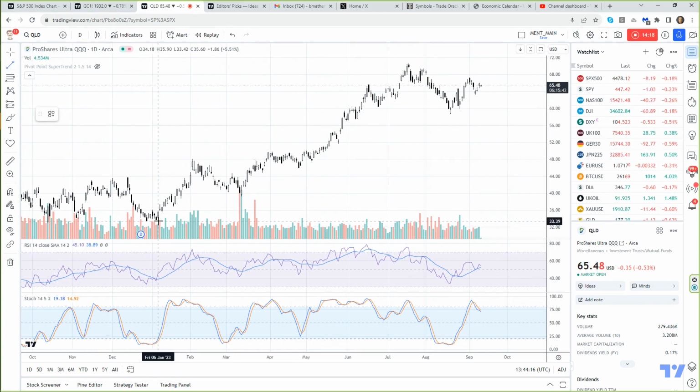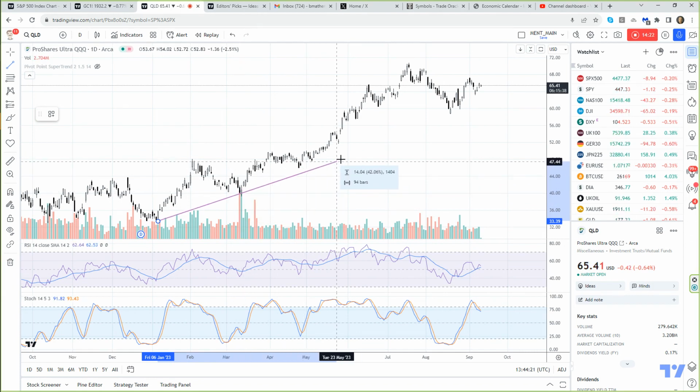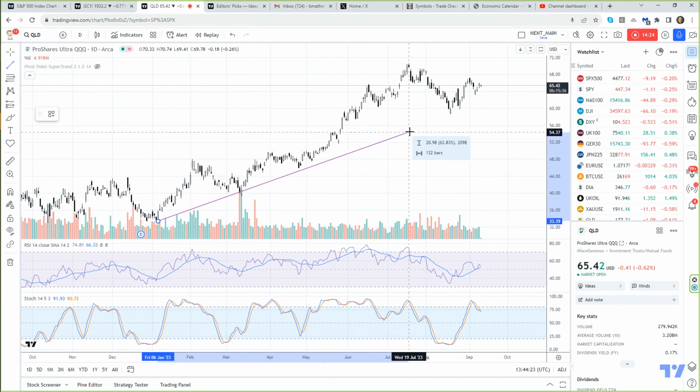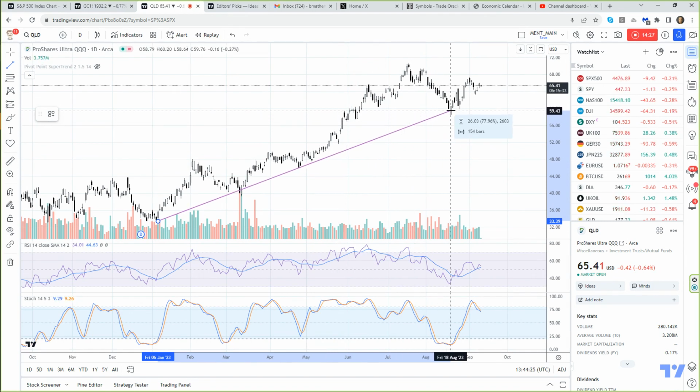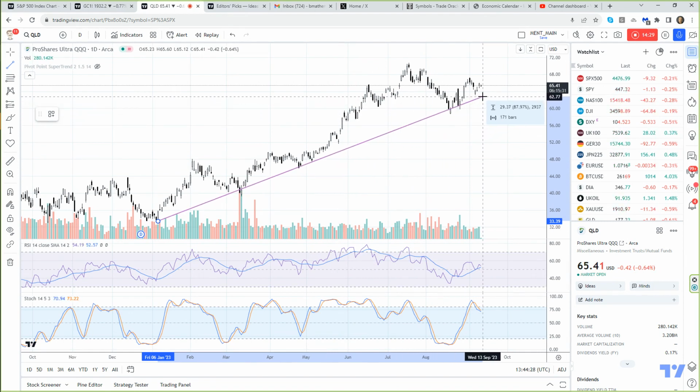Okay, so now we come off the lows. We get very clear rejection here. Try to tie this with anything else. Kind of comes up to this area and comes up to these areas here. Perfect. Look at that, guys.